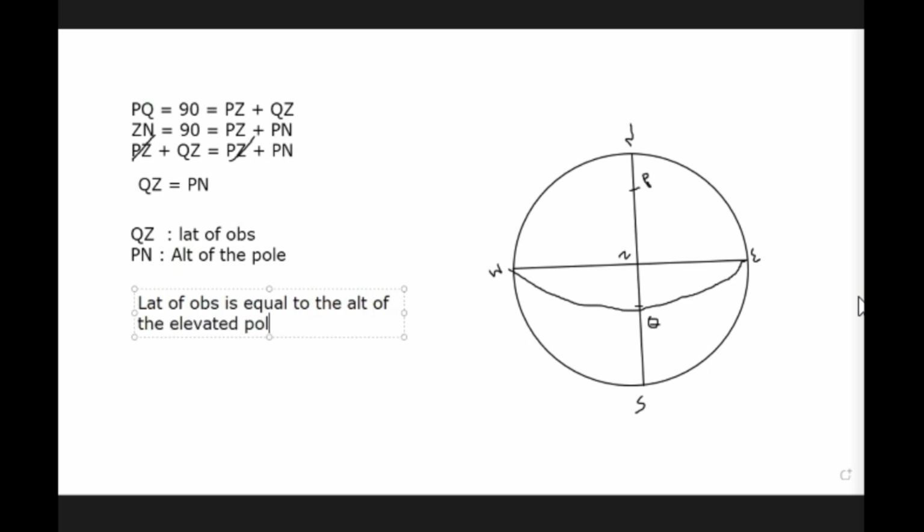We always say elevated pole, because only one pole you can see. There's one more pole that will be opposite to yours, somewhere here, but that is of no difference here. That is the South Pole. If this is the North Pole, in the northern hemisphere we can only see the North Pole. Then this would be the South Pole, that is the depressed pole. But we have nothing to do with the depressed pole. We want to do everything with the elevated pole. This is called the elevated pole, and this is called the depressed pole.